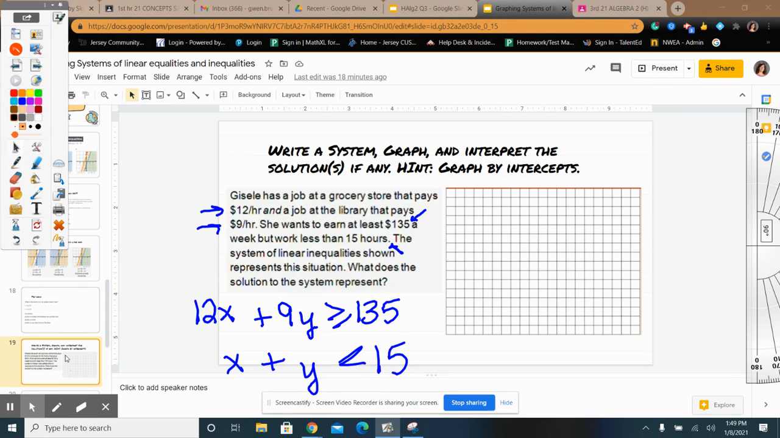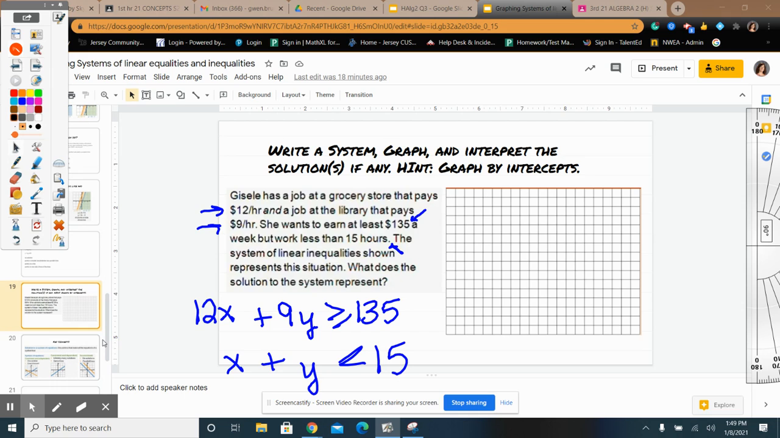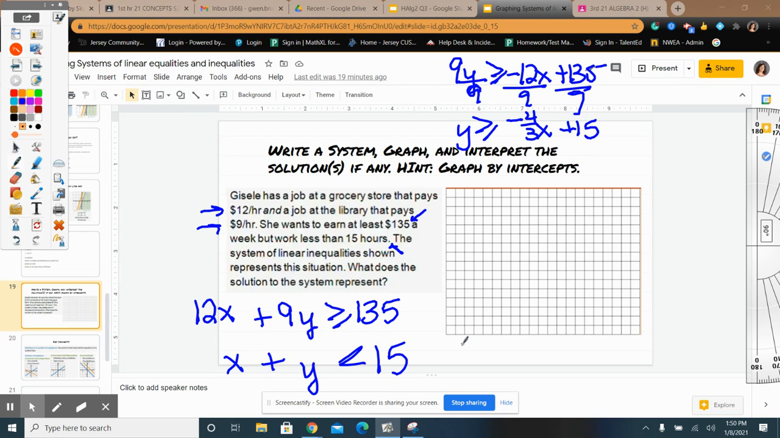So we can graph that by getting Y by itself. Let's subtract 12x. 9y greater than or equal to negative 12x plus 135, and divide everybody by 9. I'll get y greater than or equal to negative 4/3 x plus 15. So the first graph will look like that. The second one, if I get y all by itself, it's pretty easy. Negative x plus 15. So they both have the same y-intercept.